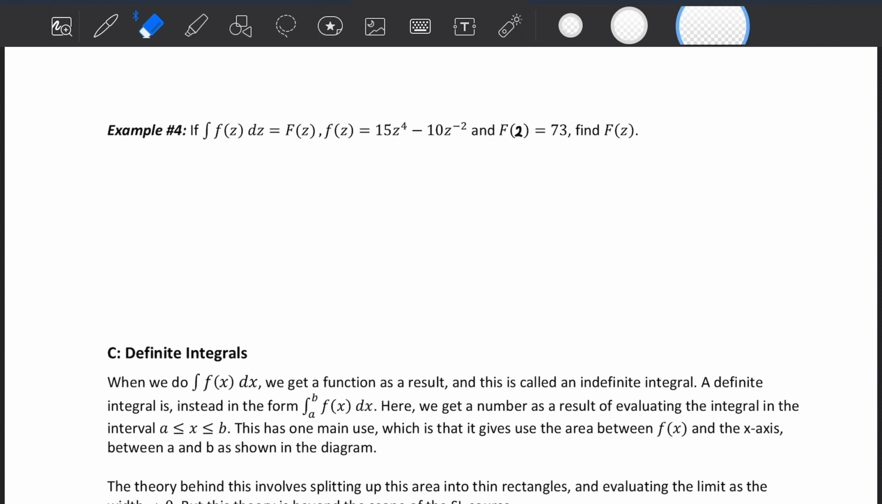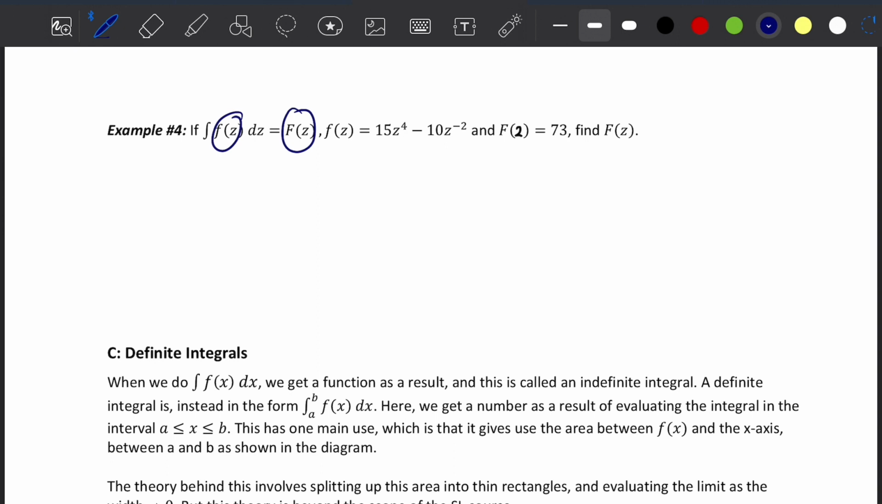When you look at example number 4, you can see that when you integrate the lowercase f, it is equal to the uppercase function F. We know that lowercase f is equal to 15 times z to the power 4 minus 10 times z to the power negative 2. And we know that when z is equal to 2, our uppercase F function has the value of 73. And we need to find the uppercase F function.